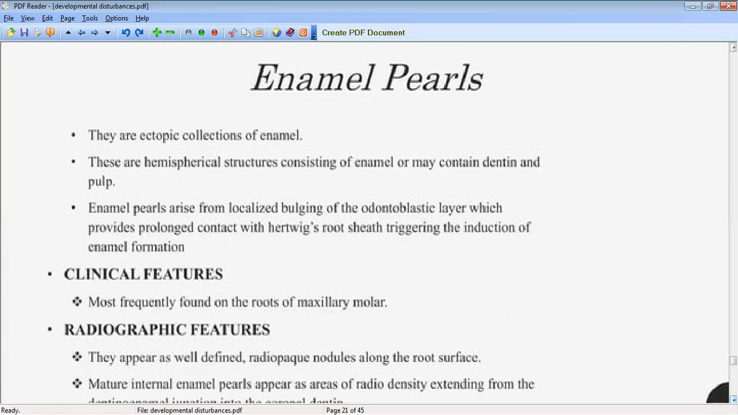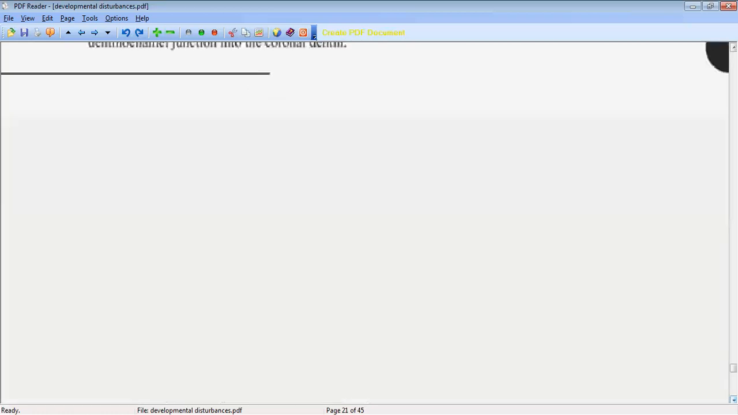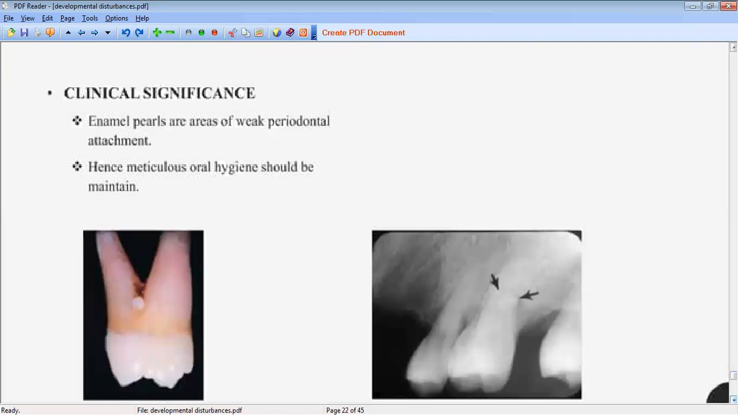Area of radiodensity extending from the dentinal junction to the coronal dentine, right? You can see in the picture. Weak periodontal attachment. Hence, meticulous oral hygiene should be maintained.